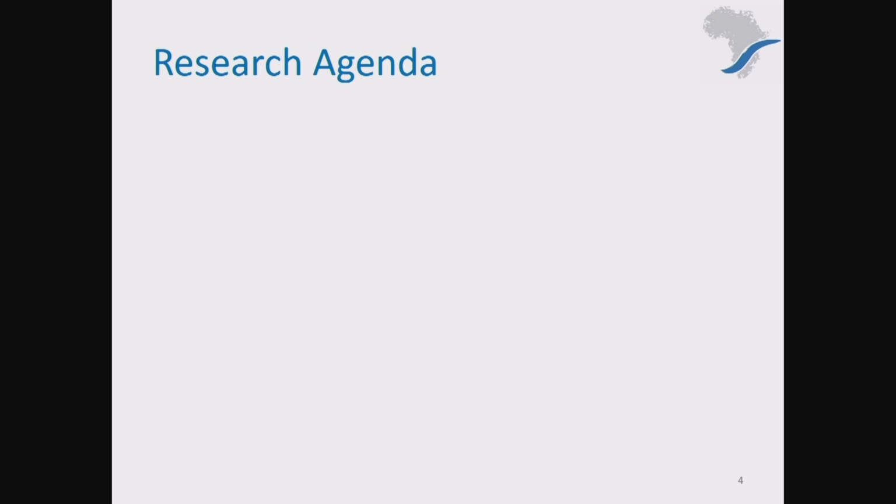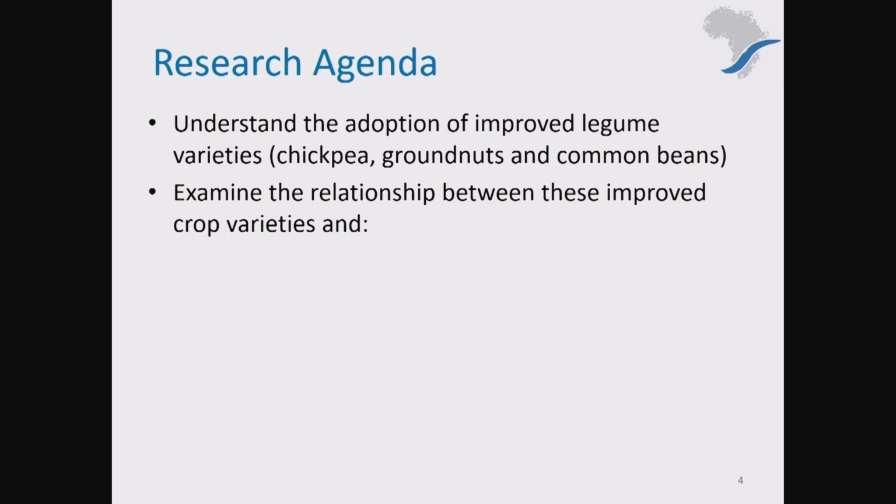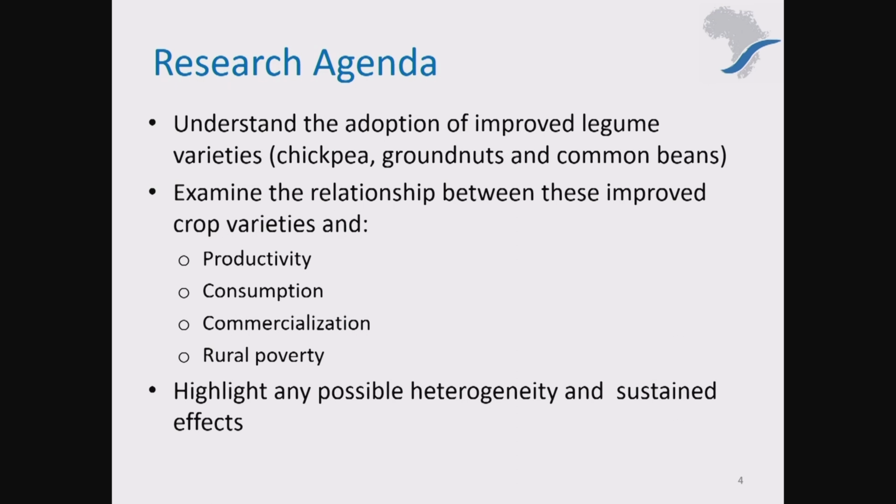And given this introduction, I set out possibly 7 years ago in 2016, when I was doing my master's thesis as a student in Germany, to understand the adoption of improved legume varieties. And by legume varieties, I'm referring to 3 legume varieties: chickpea, groundnuts, what people also call peanuts, and common beans. And directly, I was examining how these improved crop varieties relate to productivity, but also consumption, given that a lot of households consume these varieties, but also commercialization and reducing rural poverty. And as an extension, I was also trying to highlight various possible heterogeneities and sustained adoption effects.